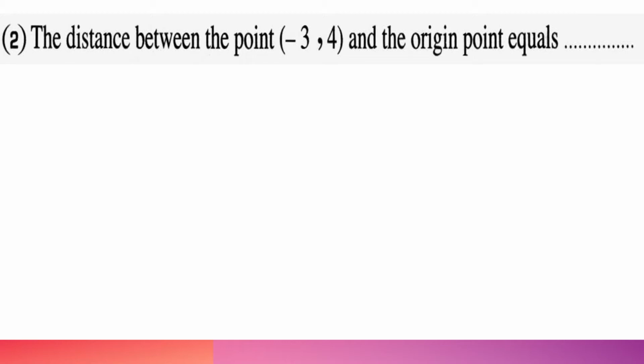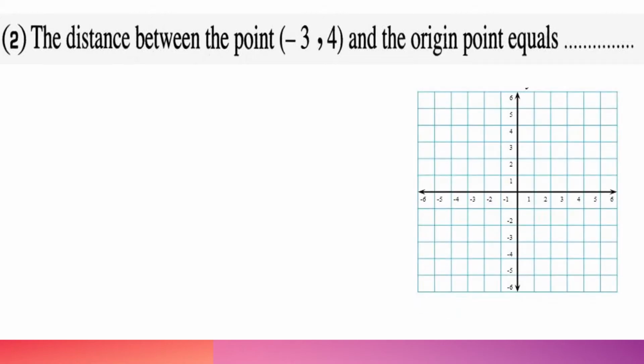Question 2. The distance between the point -3 and 4 and the origin point equals. We have the point -3 and 4. Where is this point? Here is the point. We want to match this point with the origin. So this is the distance between this point and the origin.